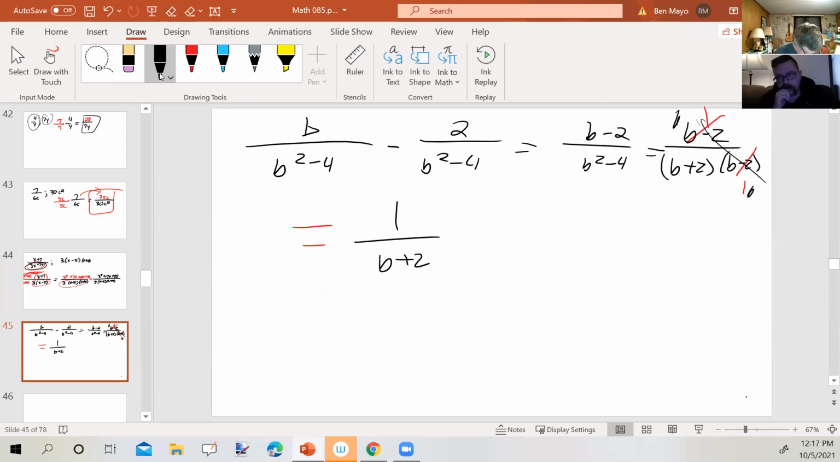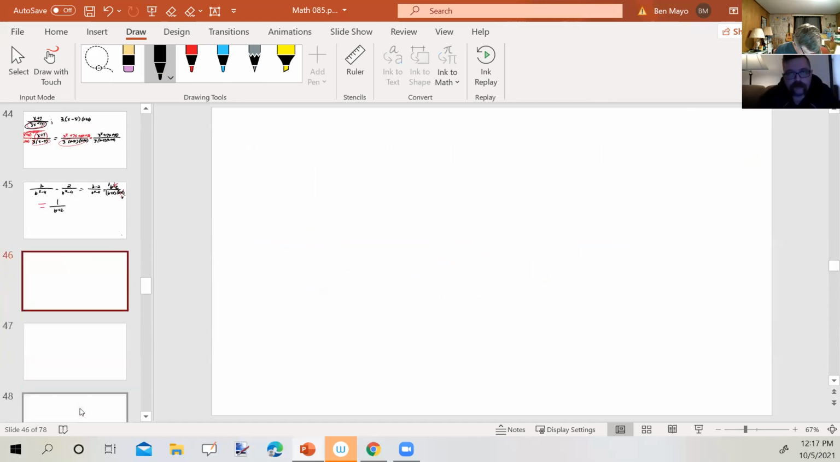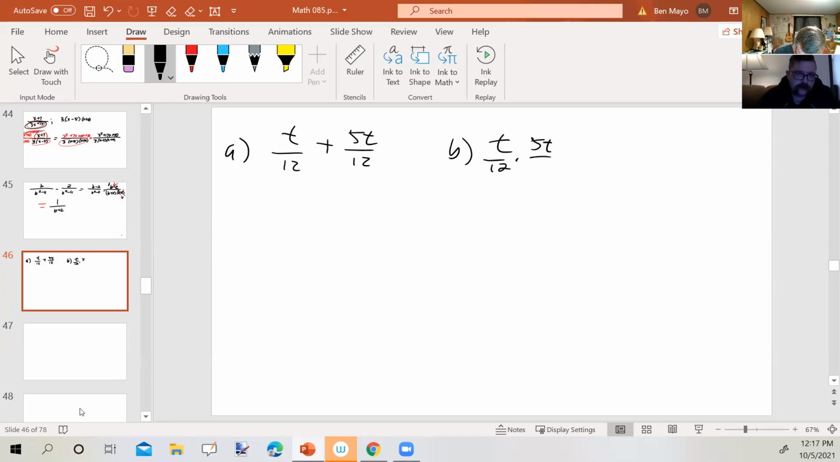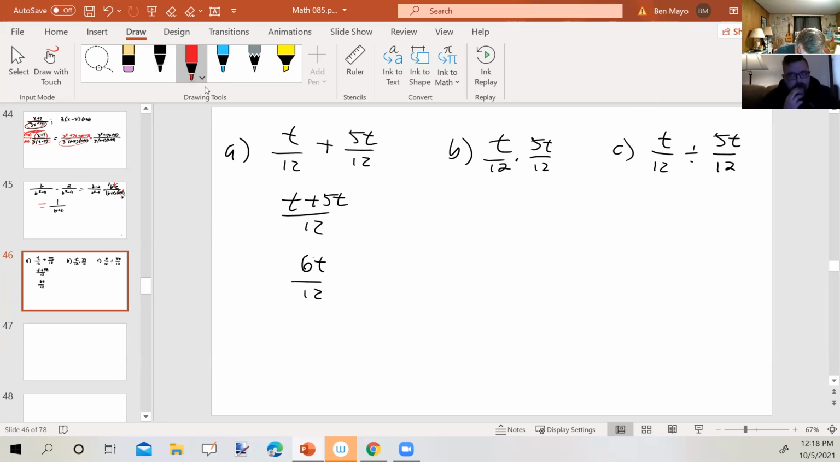Let's see here. Here's a look-alike. We've got part A is t over 12 plus 5t over 12. Part B is t over 12 times 5t over 12. And part C, that's what Moses did, t over 12 divided by 5t over 12. So to add two fractions, if they have the same denominator, we add the numerators, t plus 5t over the common denominator, 6t over 12, which would reduce down to t over 2.